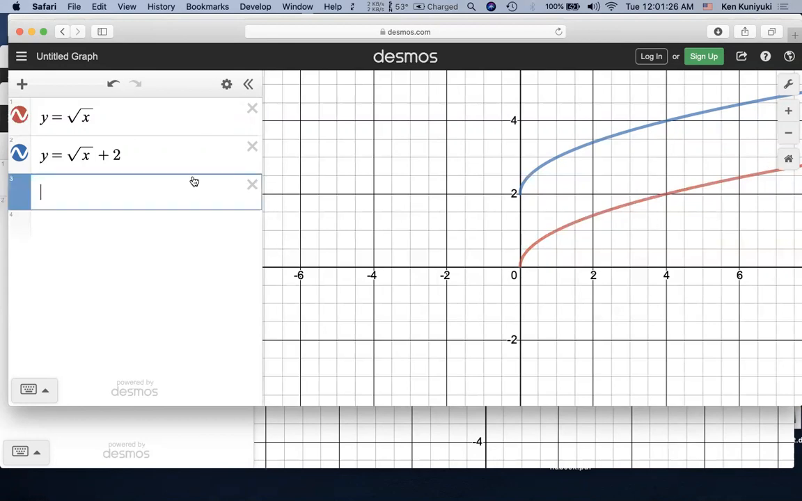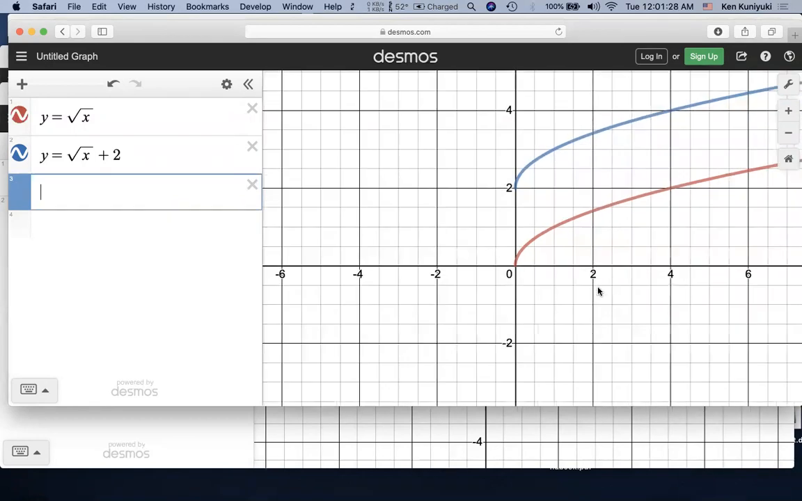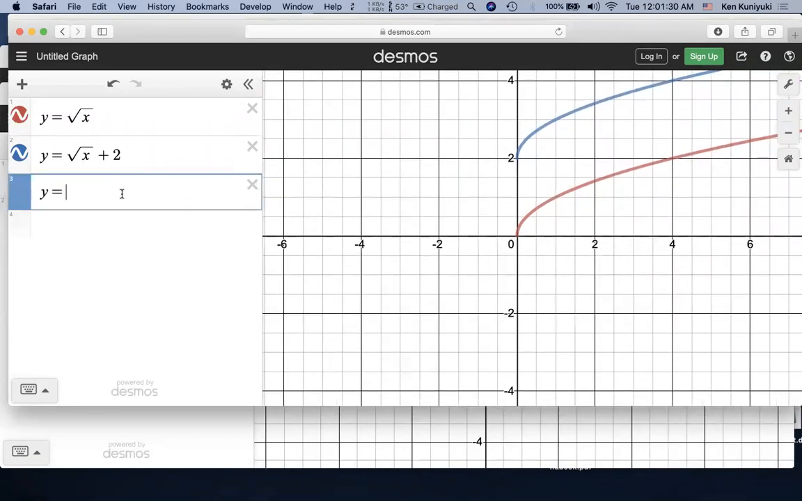Well, how do we shift a graph down by 2 units? y equals the square root of x, all minus 2. We go from the red graph down to the green graph. From the red graph to the green graph. We shift the graph down by 2 units.